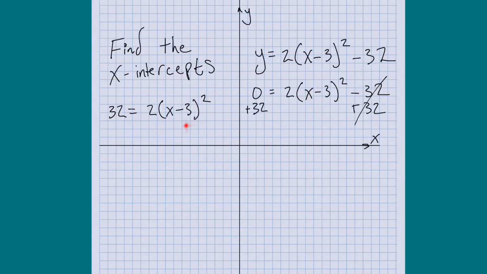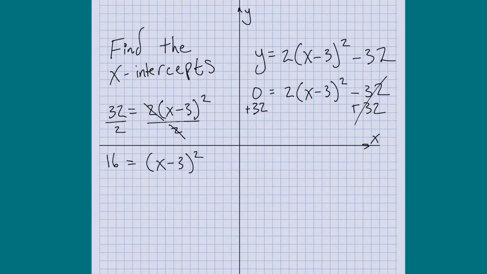So this is what we got: 32 equals 2 times x minus 3 squared. Now, in the algebra, this 2 is being multiplied against everything in the parentheses, 2 times all of this. So to get rid of it, we're going to divide both sides by 2. Transpose and apply, we do the opposite: here it's being multiplied, so we divide. You can practically do this in your head. 32 divided by 2 gives us 16. So we're left with 16 equals x minus 3 squared.